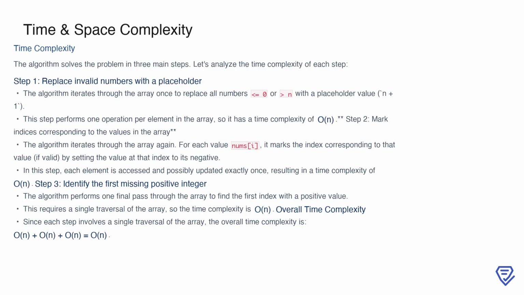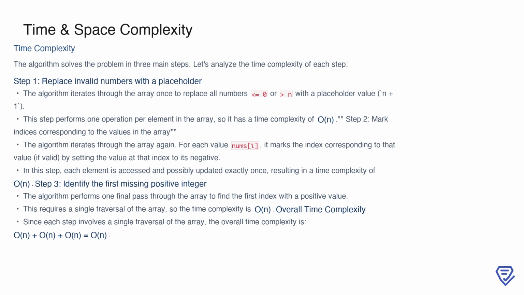In this algorithm, we break down the time complexity analysis into 3 main steps. First, we iterate through the array to replace all numbers that are less than or equal to 0 or greater than the size of the array, n, with a placeholder value of n plus 1. Since this involves a single pass through the array, each element is processed exactly once, resulting in a time complexity of O(n). Next, we mark indices corresponding to valid values in the array. For every valid number, we modify the value at the corresponding index by making it negative. Again, this step requires just one traversal of the array, and each element is accessed or updated once, contributing another O(n) to the total time complexity.